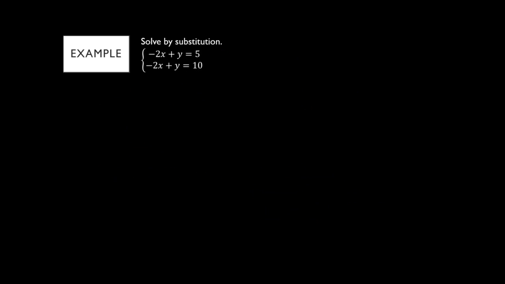Okay, now here's another example. We have negative 2x plus y equals 5 and negative 2x plus y equals 10. If you notice the negative 2x plus y, negative 2x plus y, those are identical. So I could do a substitution here immediately, but that's usually hard. People don't normally see that. So I would, again, solve one of these equations for y. If I solve the first equation for y, I'm adding 2x to both sides. You see this is the same equation that we had in the previous example.